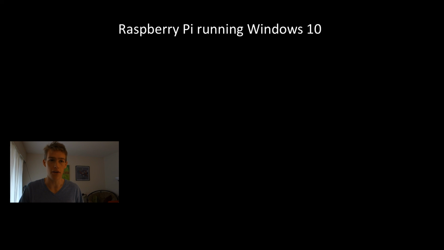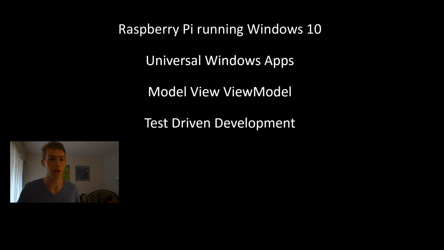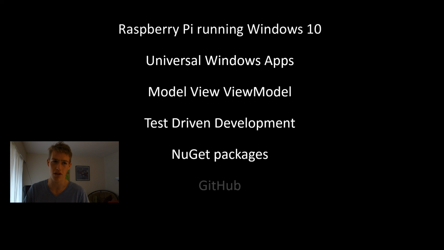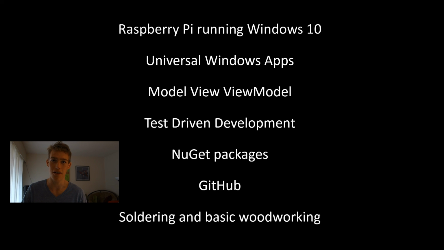From a technical point of view, we'll explore frameworks and patterns using modern .NET development. Raspberry Pi will be running Windows 10, and the user interface will be a universal Windows app. We'll use the model view view model pattern in a test-driven development. We'll use some NuGet packages and host the project on GitHub. And in the end, we will physically build the mirror.